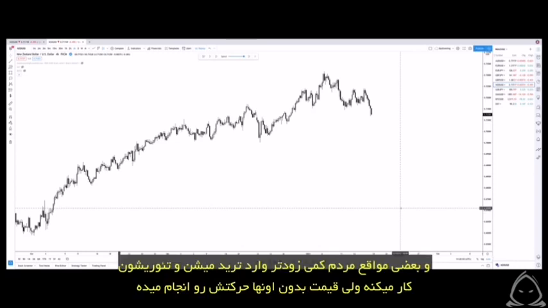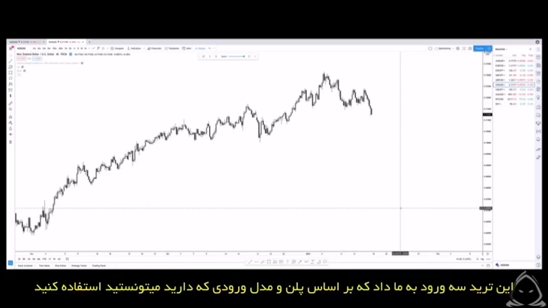Also, sometimes people are getting involved in the market a little bit too soon, taking an L, and then their overall theory works out and price goes without them. This trade here gives you 3 entries to potentially take, depending on your plan and your entry model.